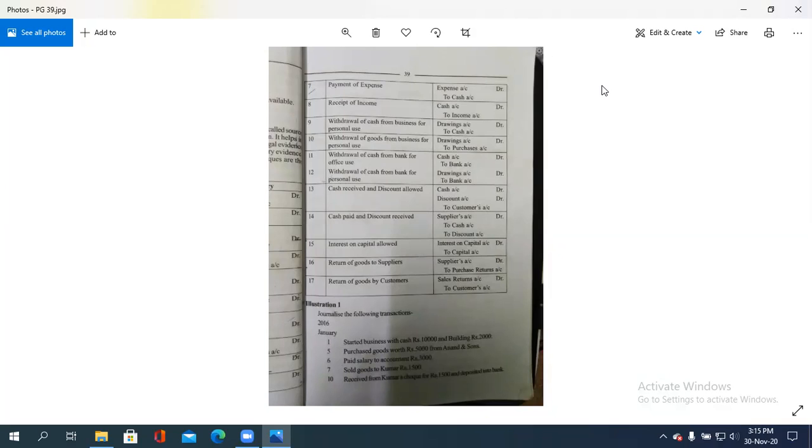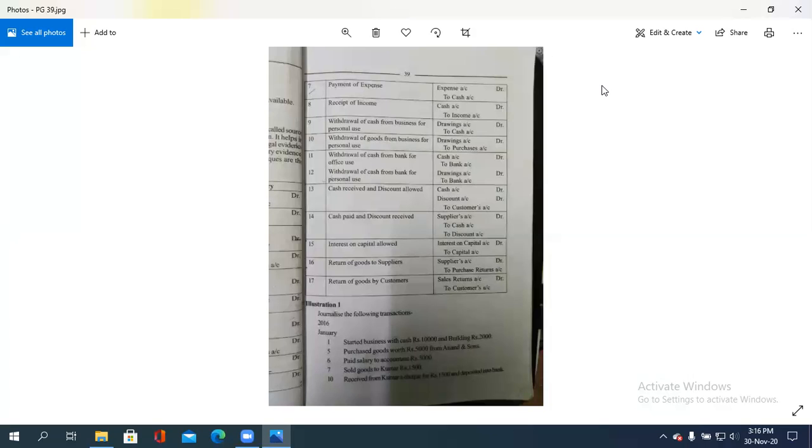So who is the supplier here? Anand and Sons. The supplier, Anand and Sons, is giving the goods, and those goods are coming into the business. So the entry will be purchases account debit to Anand and Sons, because what is the rule with regard to a nominal account? Debit all expenses and losses. What is the expense there? Purchases. And credit the giver. Why the giver? It is a personal account.